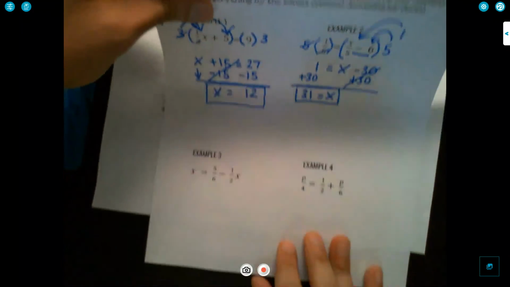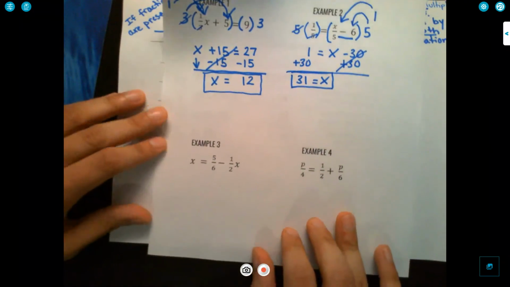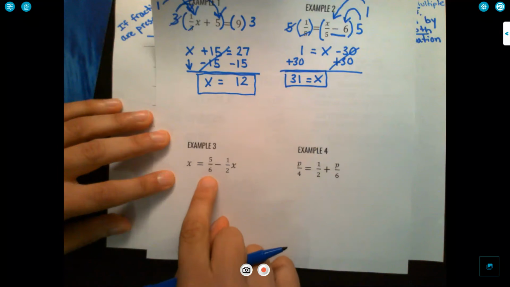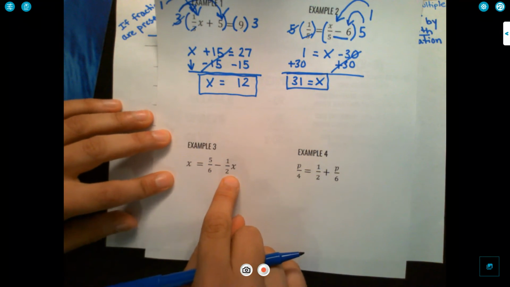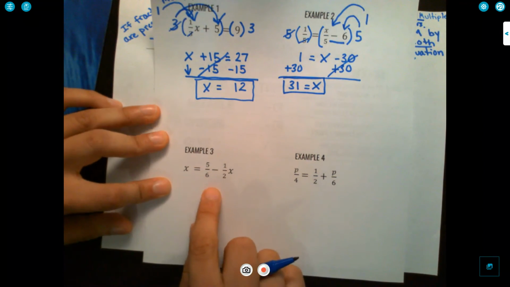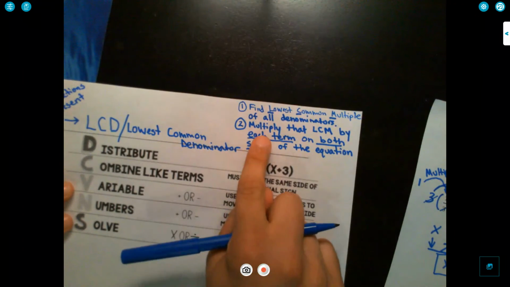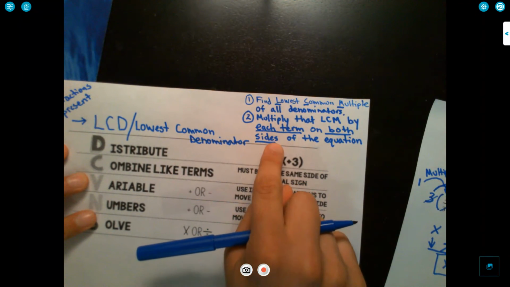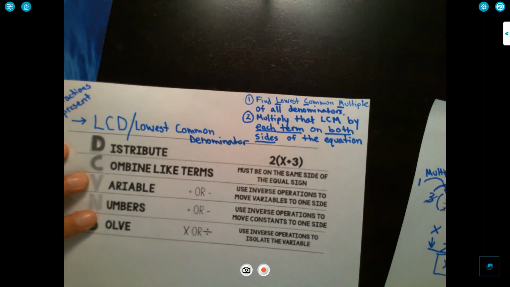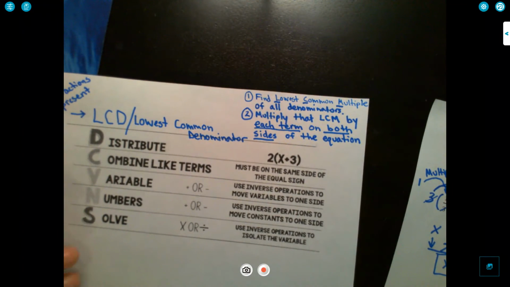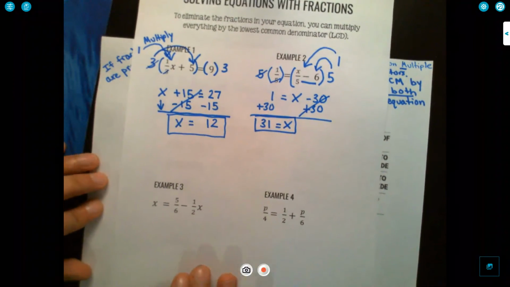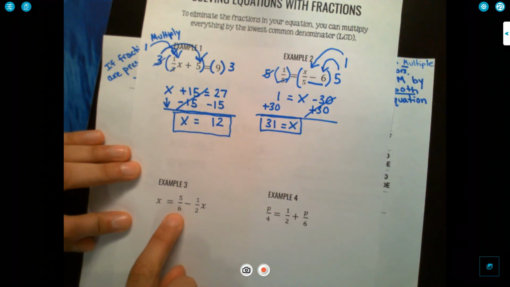All right, so here's where it could get a little more tricky. So we have x equals 5/6 minus 1/2 x. All right, so remember your rules, or your steps, for getting rid of fractions. Find the LCM, lowest common multiple, and then we're going to multiply that by both sides of the equation. So now we have a 6 and a 2.